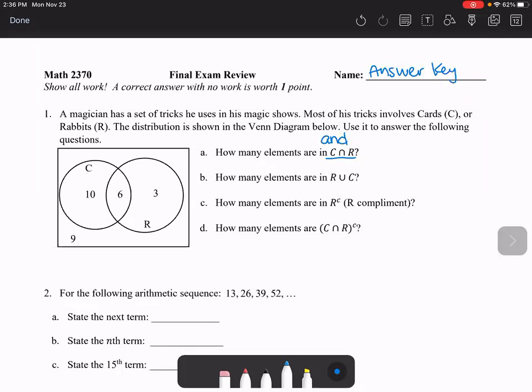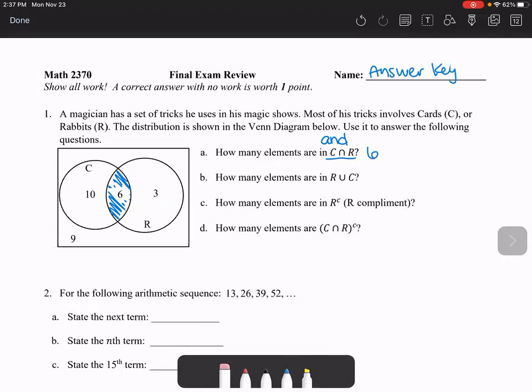So we're starting with the first question, which is analyzing different types of sets. The first question asks how many elements are in C intersect R, and we can recall that intersect correlates to AND, so you just look at the part of the set that is shared between C and R, and there are 6 things in there. So there are 6 elements in C intersect R.